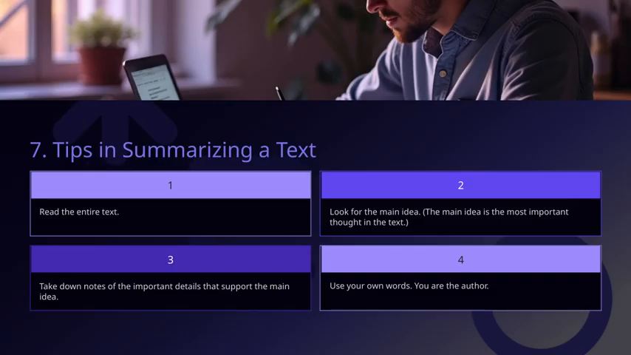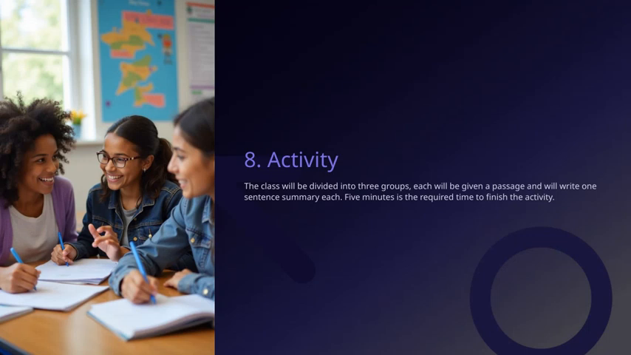Now, for this activity, we're going to divide the class into 3 groups. Each group will receive a different passage to work with. Your task is to read your passage carefully and then come up with a 1-sentence summary that captures the main idea. Remember, you'll have 5 minutes to complete this, so it's a good idea to work efficiently and stay focused. This activity is a great way to practice condensing information and identifying key points, which ties back to our overall theme of understanding and communicating complex ideas clearly. So, let's get into it and make the most of this time.